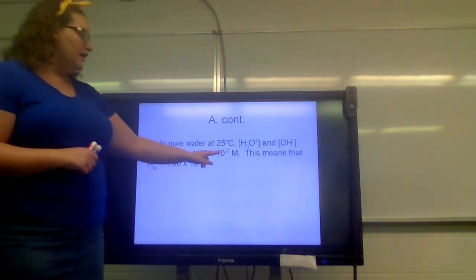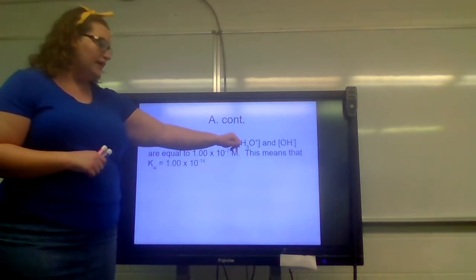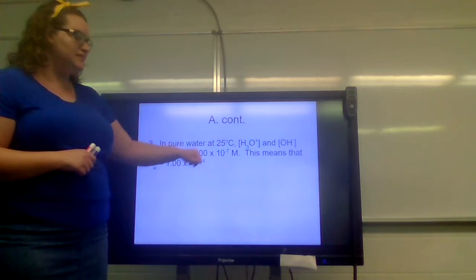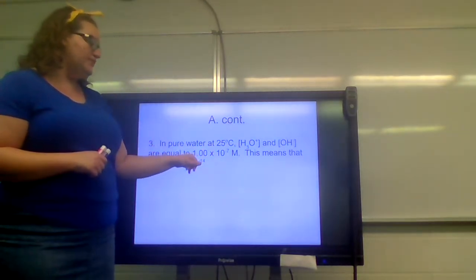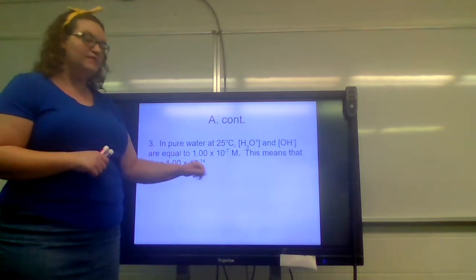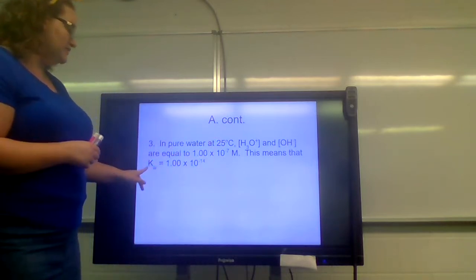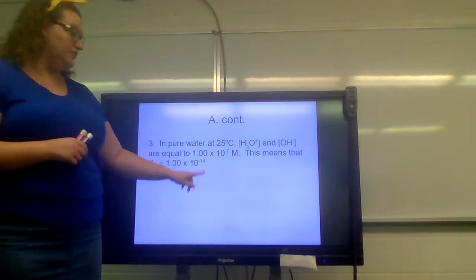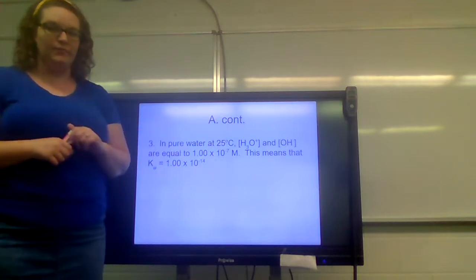All right, we get the 14 here because H3O+ is equal to 1.00 times 10 to the negative 7th, and OH- is equal to 1.00 times 10 to the negative 7th. So you put both of those together to get Kw equals 1.00 times 10 to the negative 14th. We get the 14 from the 7 for both the acid and the base there.